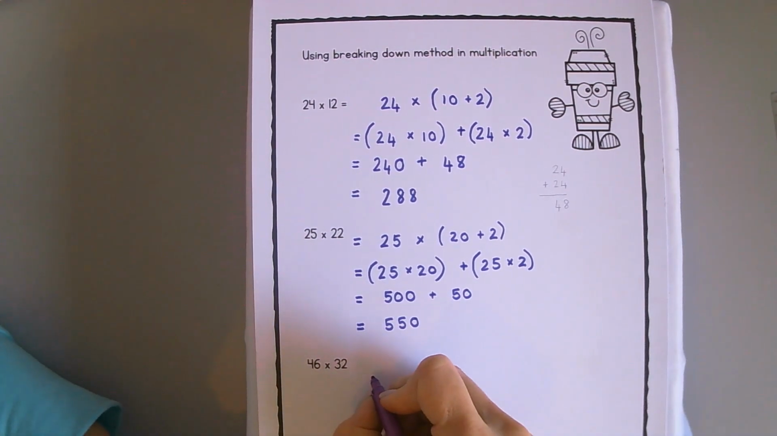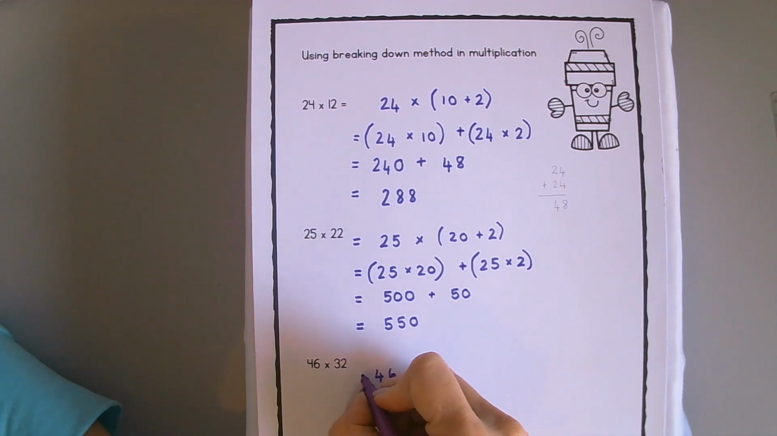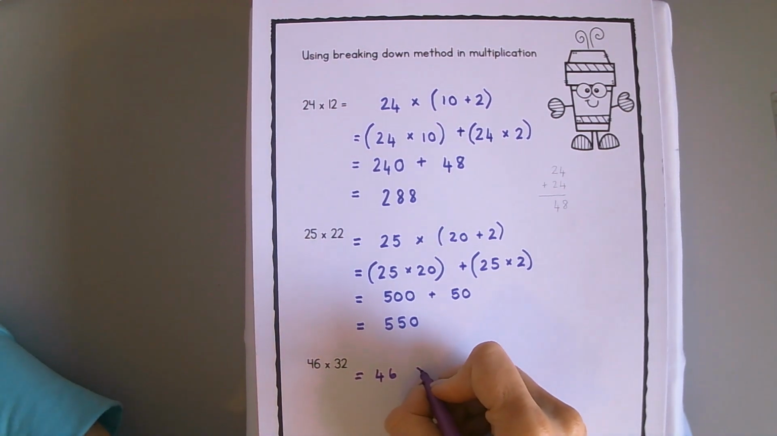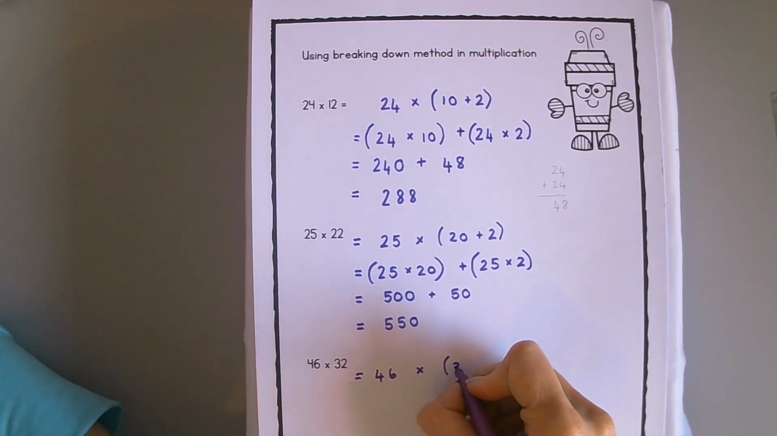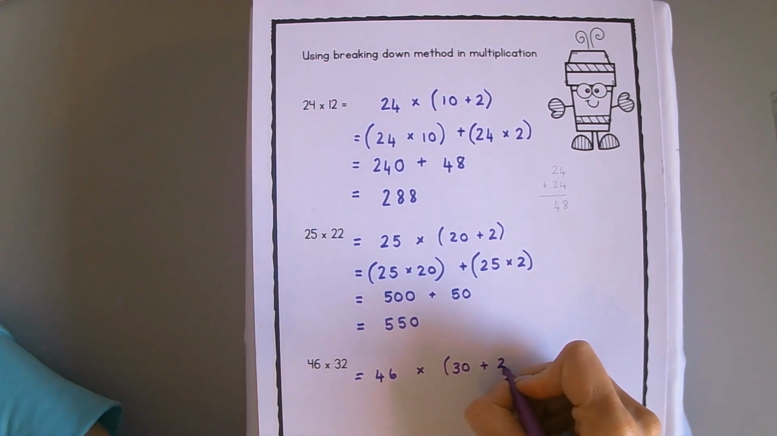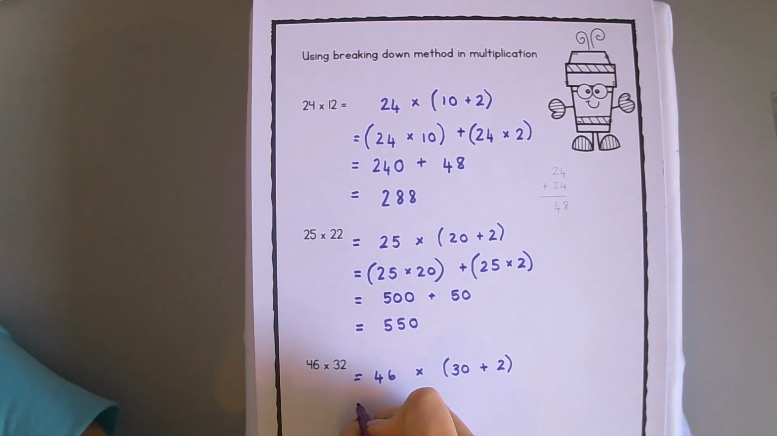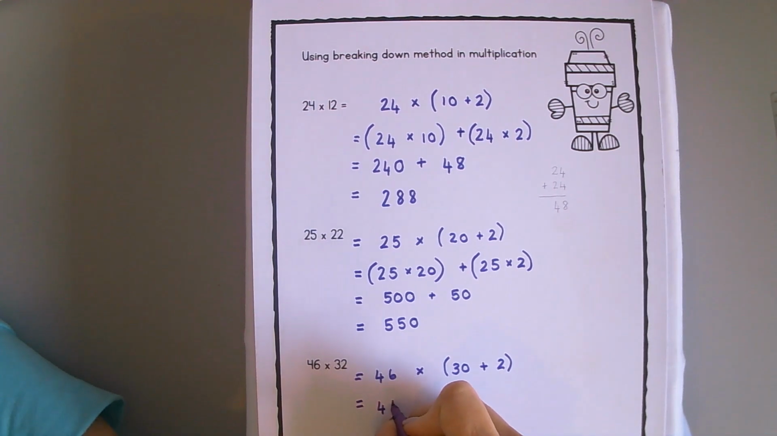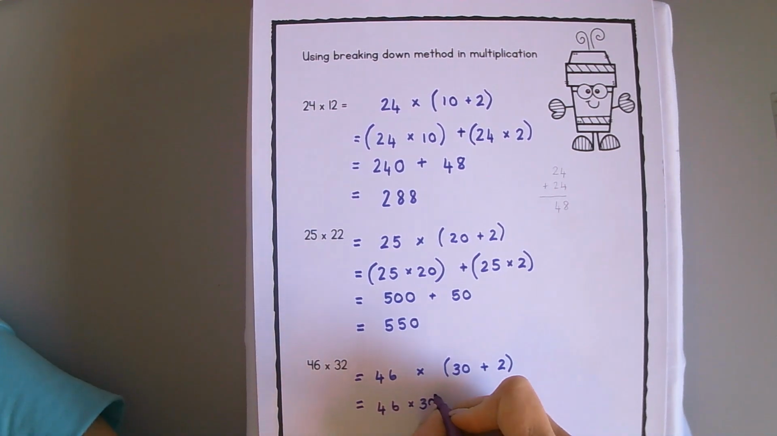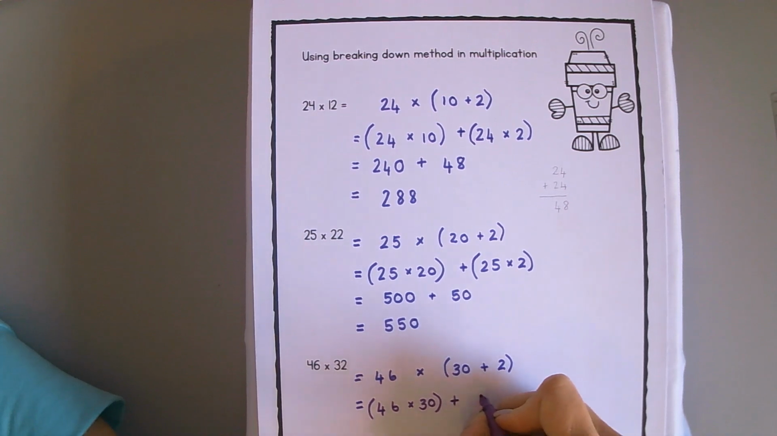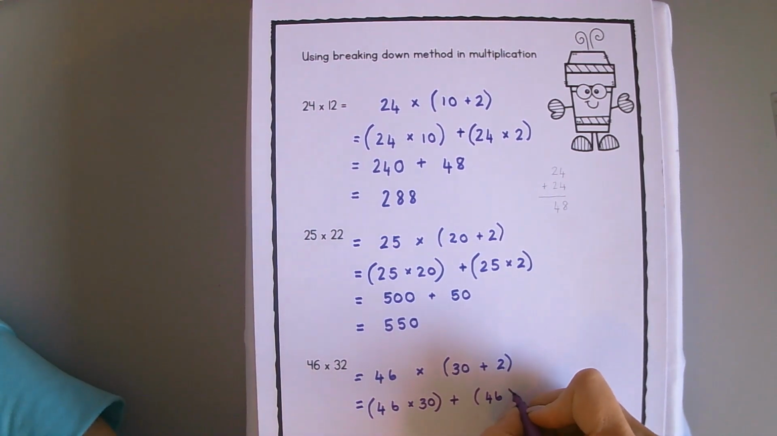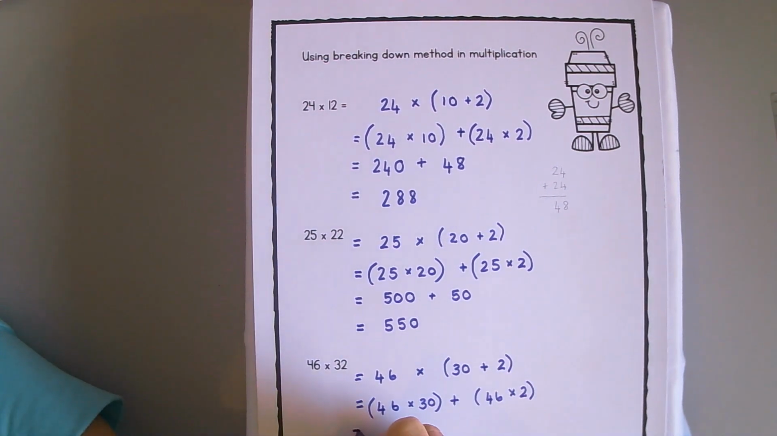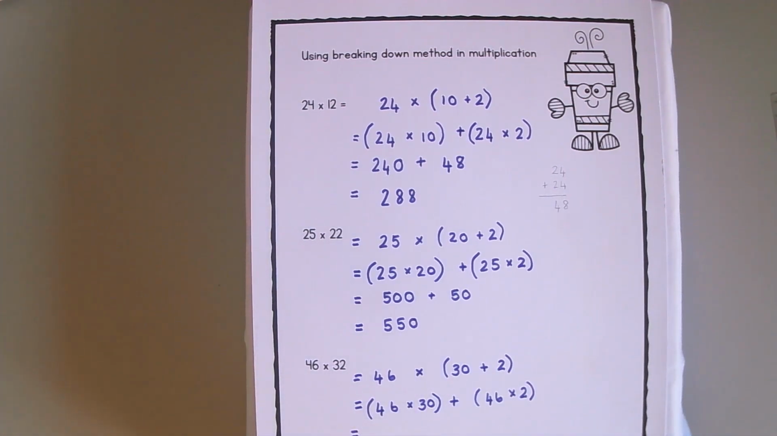Let's try one more. Let's do 46 times by 30 plus 2. Okay, now this one's a little bit harder. This one does look a little bit harder than the previous ones. So we're going to take 46 times 30 and we're going to add 46 times 2. Now, some of you might think, oh gosh, I don't know what 46 times 3 is.